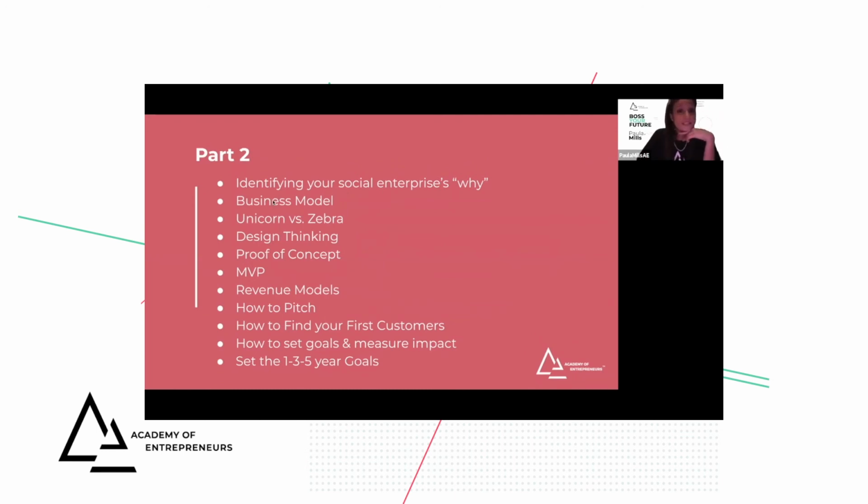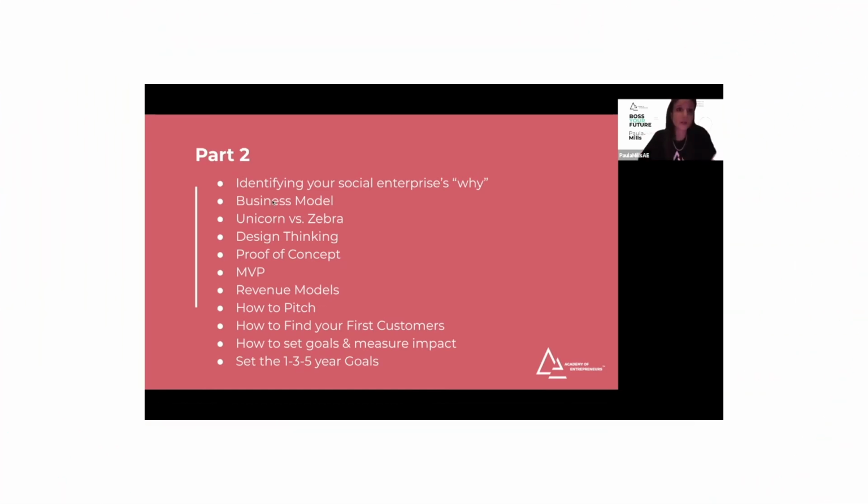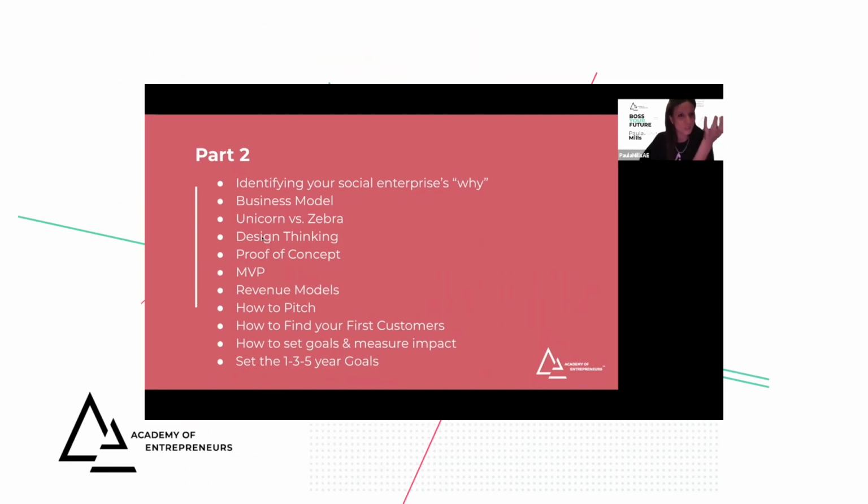Then what is the right business model? So we're going to be sharing with you guys about 15 different business models that you can operate your social enterprise. We're going to go more in depth into what a unicorn and a zebra is. We're going to teach you about design thinking so you can find effective solutions by testing the market through ideation and testing and implementation. We're going to teach you about proof of concept, how to do the minimal viable product.